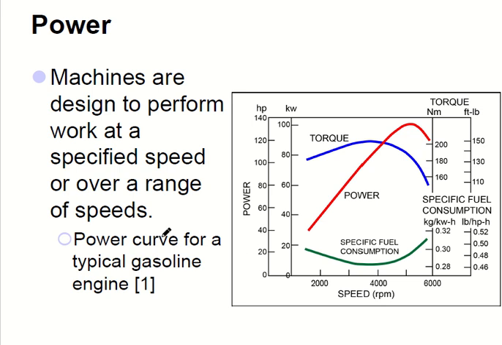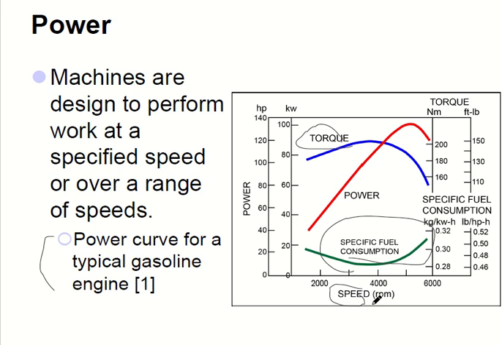If you think about the machines in the mechanical world, they are designed to perform work, because we want the machine to do the work that we cannot do, at a specific speed or over a range of speeds. So here is the power curve for a typical gasoline engine. This is your gas engine. It's showing you how the power relates to speed, and then torque, and then of course your fuel consumption in your car.